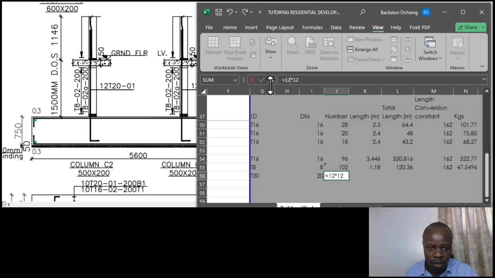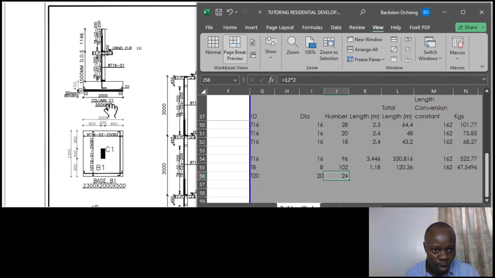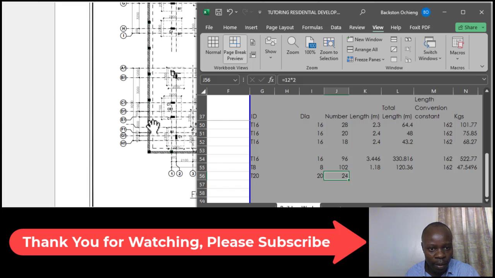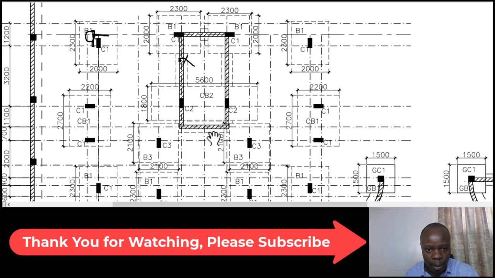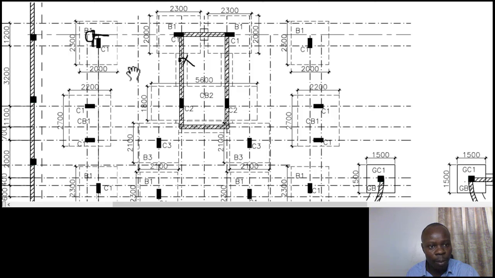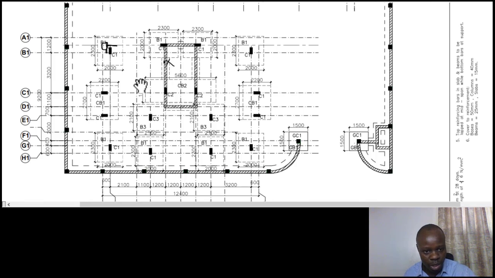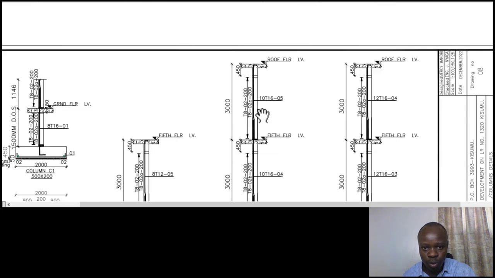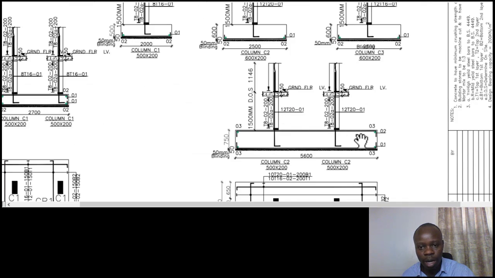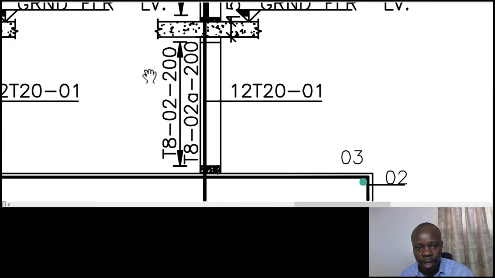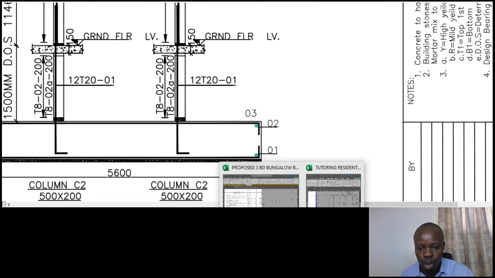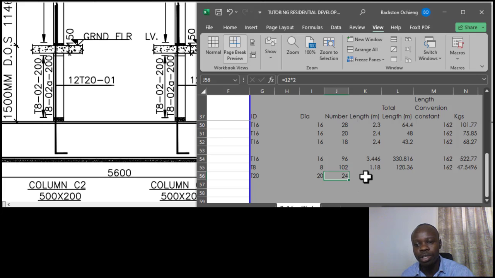Right, so there are 12 bars, 12T20, times the number of columns which you have. Column C2 are only 2, which you can confirm from the plan. When you count them from the plan, they are only 2 on this bigger base, that is CB2, only 2 of them on the plan. Just take a minute, just confirm with me if there is any that is missing out. They are only 2. So once you've confirmed that, then you multiply by the number of the reinforcement bars in one column times 2 columns. So that is 24.